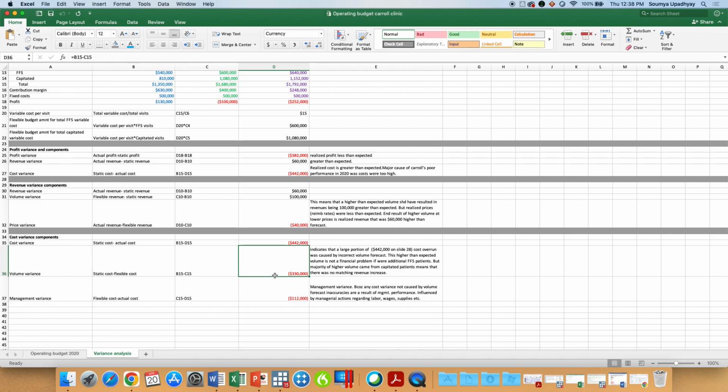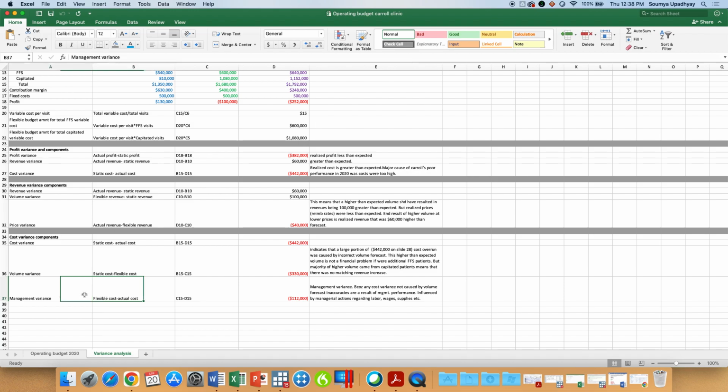This higher than expected volume is not a financial problem if there were additional fee for service patients, because in fee for service, every single patient that you receive, you get their payment. But if it is a capitated patient, they say that this is all the money that we will give. If you add one more patient, then we are not going to give you more money. That is the problem with having more capitated patients. So there was no matching revenue increase, and that is why we suffered a negative 330,000 in volume variance.